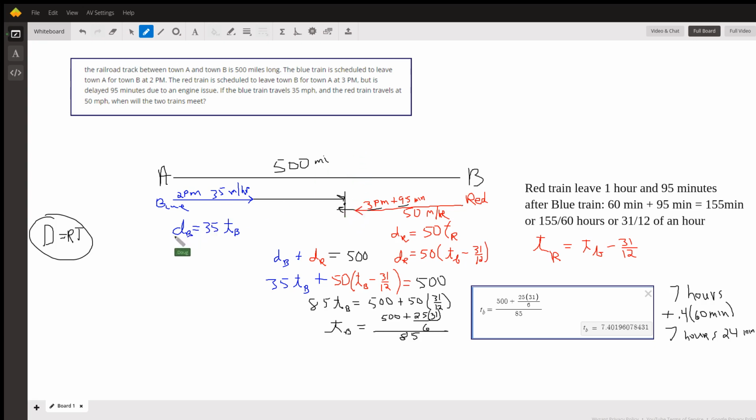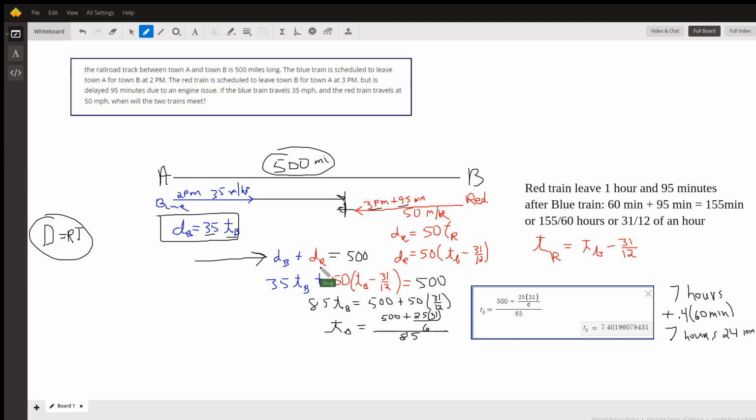track. So the distance of the blue train is rate times its time. We're going to let T sub B represent the time of the blue train. So there's an expression for the distance that the blue train travels. The red train is traveling a distance of 50 times the time that it's traveled. And the key is that when the two trains meet, their distances together will add up to 500 because they've covered 500 miles. So there's your basic equation right there. The distance of the blue train plus the distance of the red train equals 500.